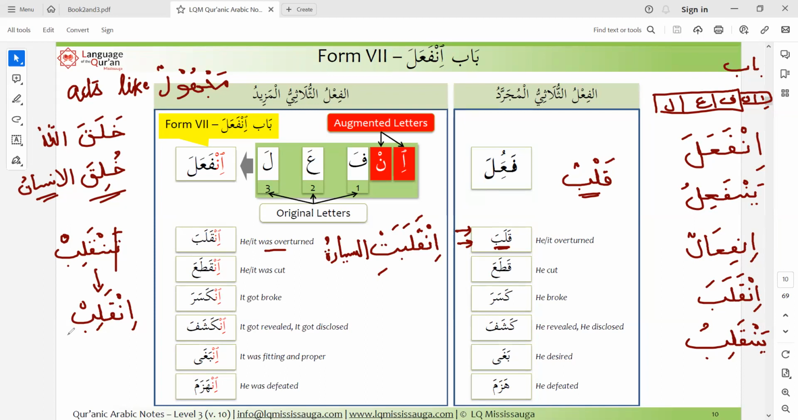Okay. Now inqalaba, yanqalibu, inqalib. What is the ismul fa'il from this? So as we have been saying, just remove ya and put mu. So munqalib. Okay, munqalib. Actually, there is no ismul maf'ul from this verb. Okay, munqalab. Otherwise, for the sake of the pattern, we can say munqalabun.